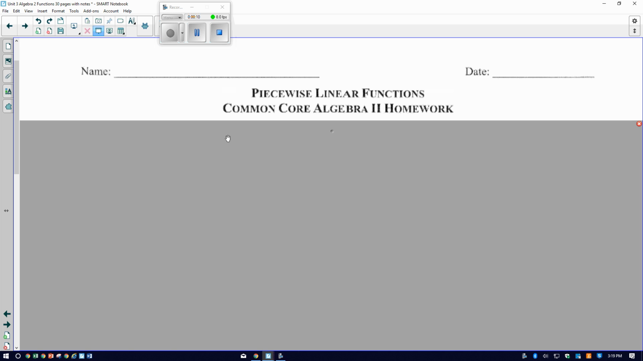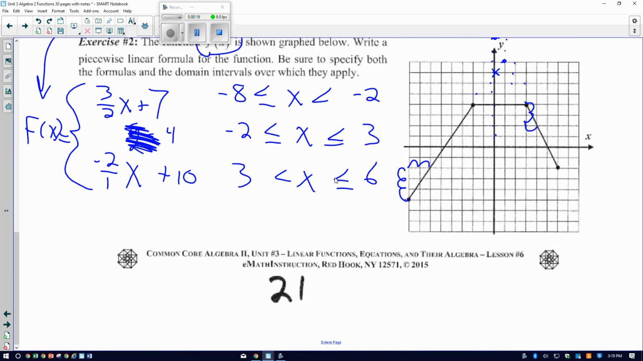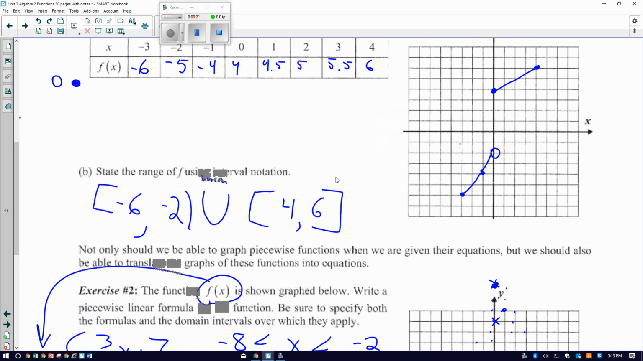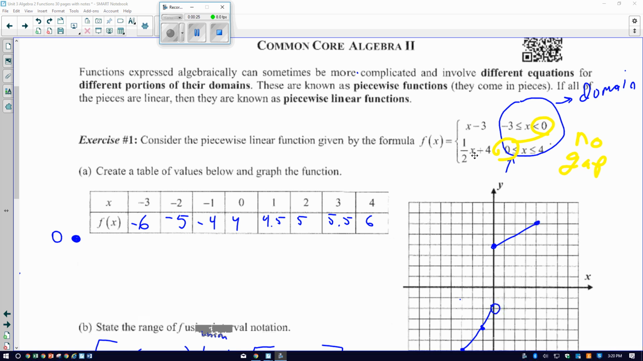Piecewise linear functions, Common Core Algebra 2 homework. So this is just to refresh your memory. Yesterday, we did page 21 and 22. We saw here that a piecewise function is made up of more than one equation. They don't necessarily have to be linear, but in this case, they are linear.